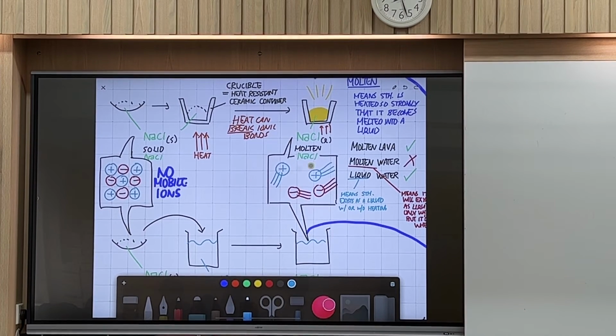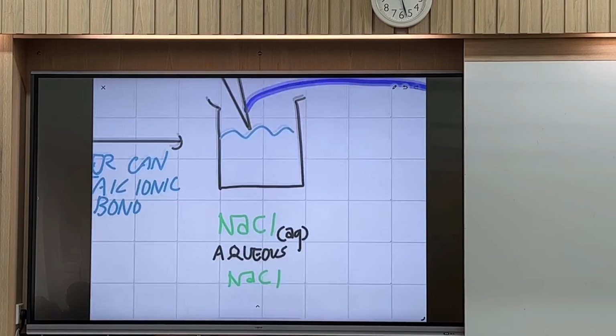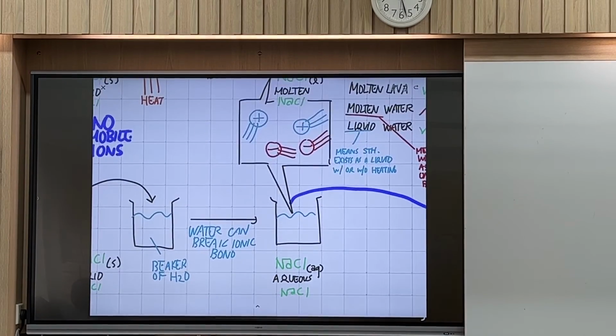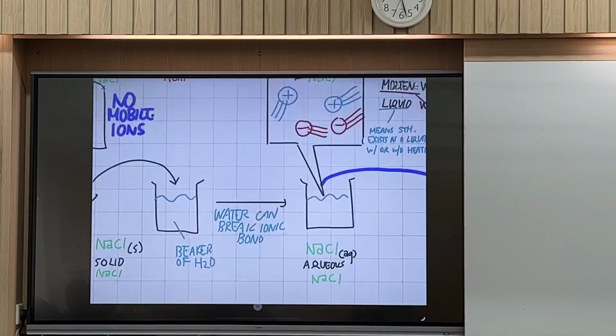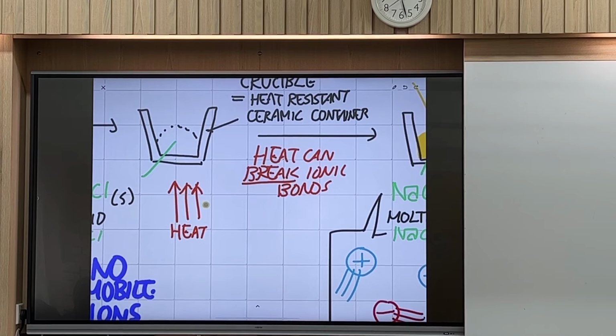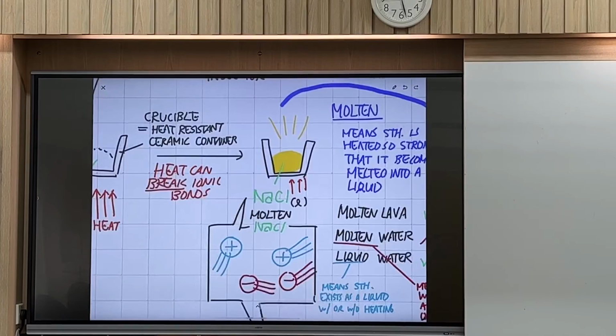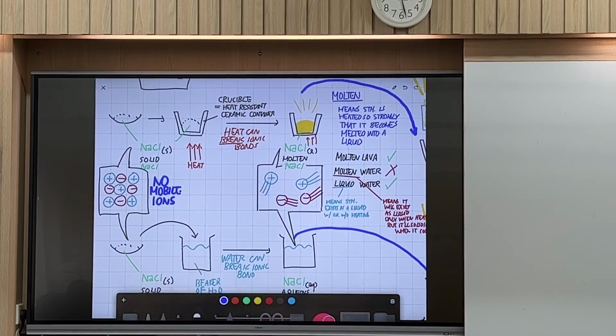Other than heat, what else can break ionic bond? It's water. Water can also break ionic bonds. Okay, so if you ask me which of these is easier to do, I would say it is the addition of water. You can create NaCl(aq) even at home. Every time you add salt into water, you are creating NaCl(aq) from NaCl(s). But in the lab, only when you have a crucible and when you have a Bunsen burner can you get NaCl(l). Is that clear? So do you now see why?